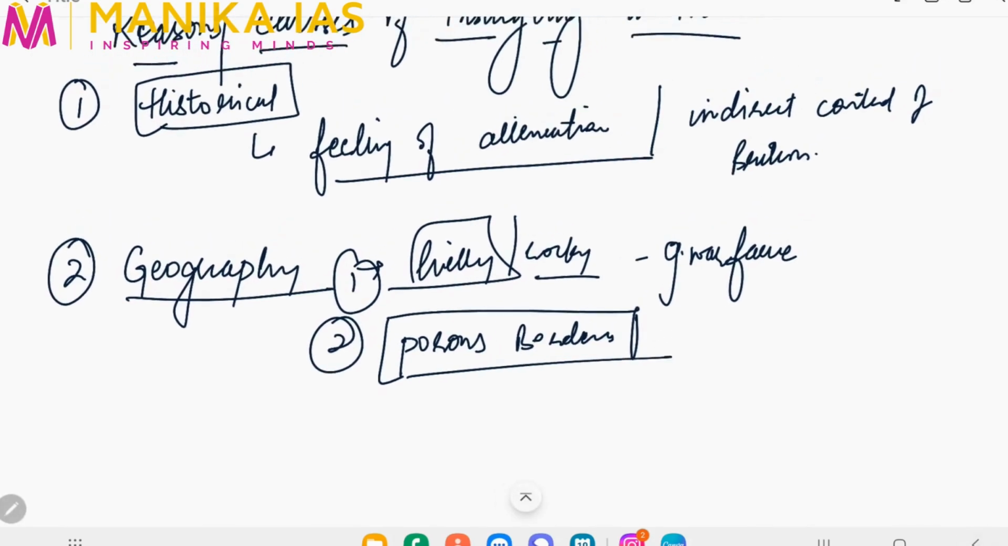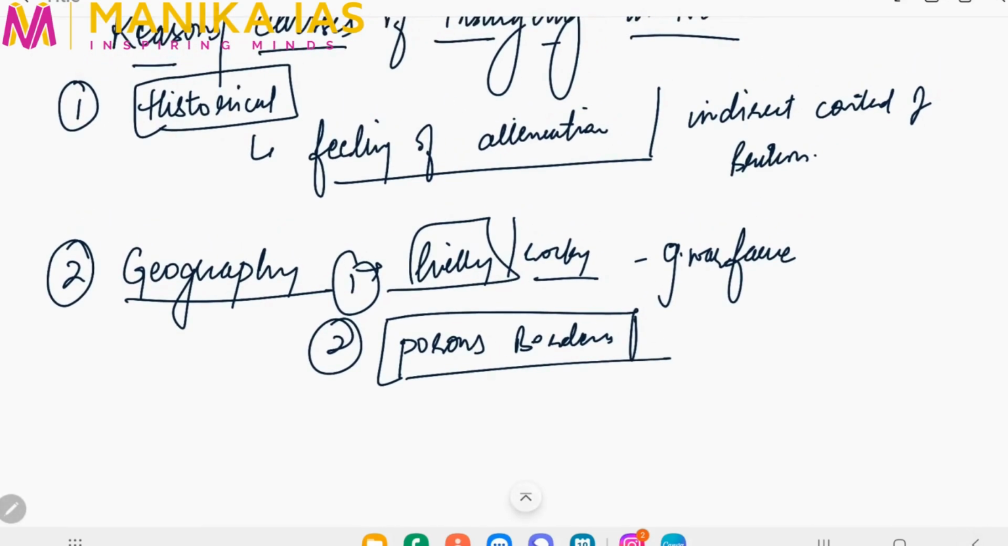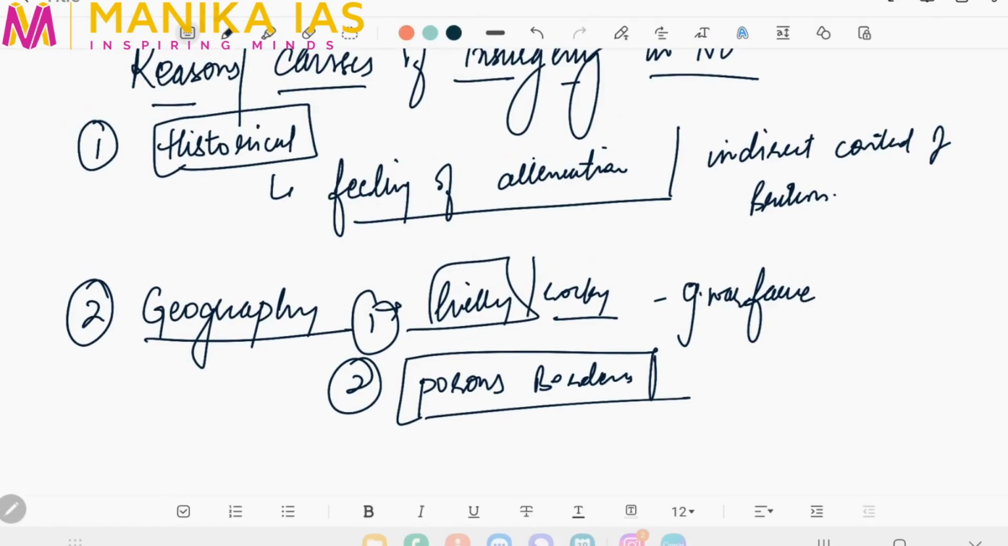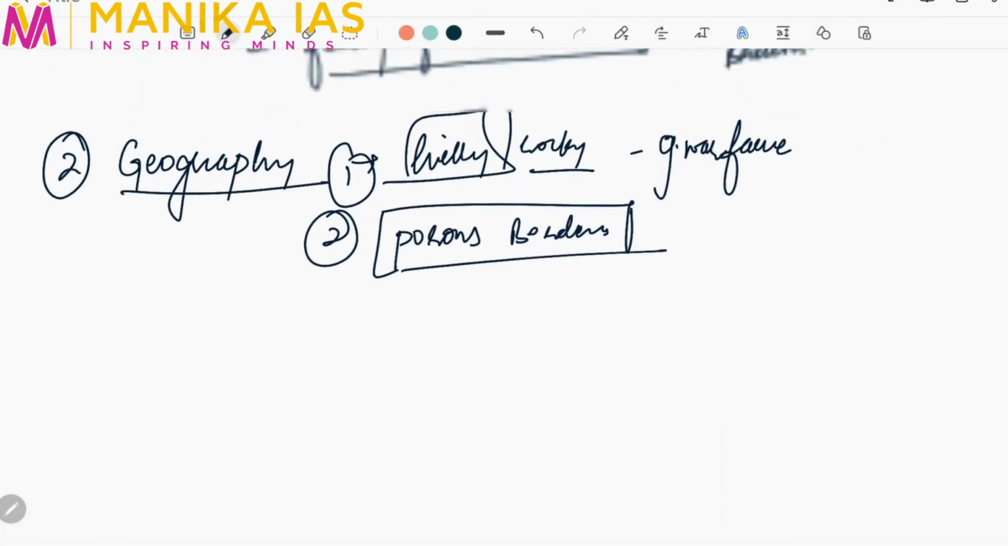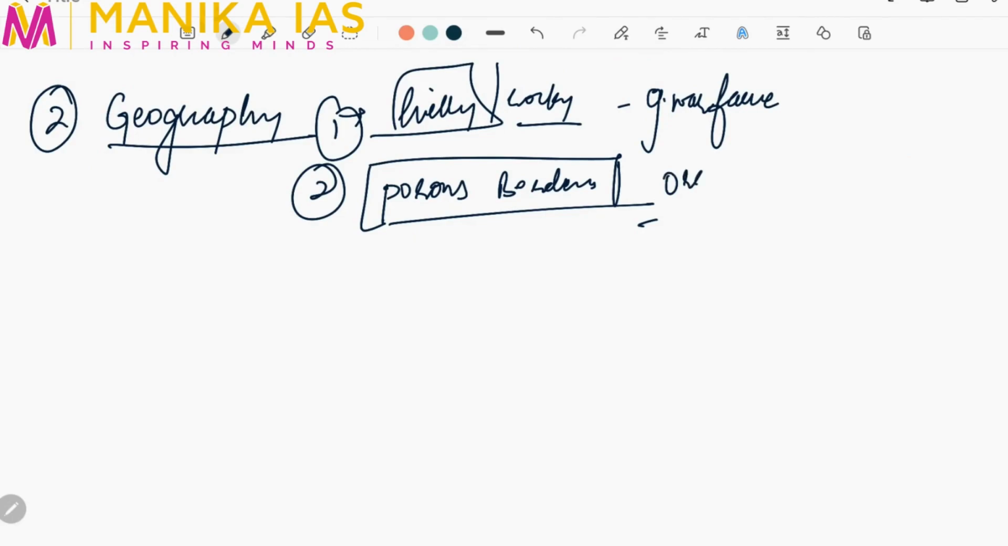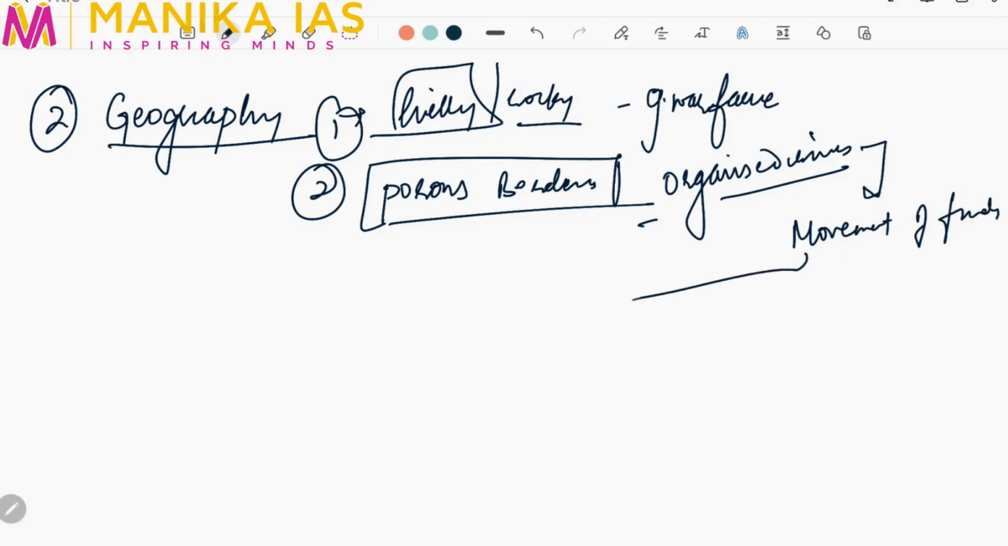Second, it has also aided organized crime, which in turn has facilitated the movement of funds required to facilitate insurgency. So now it has become a circle, where insurgency facilitates organized crime, and organized crime facilitates insurgency in the Northeast.